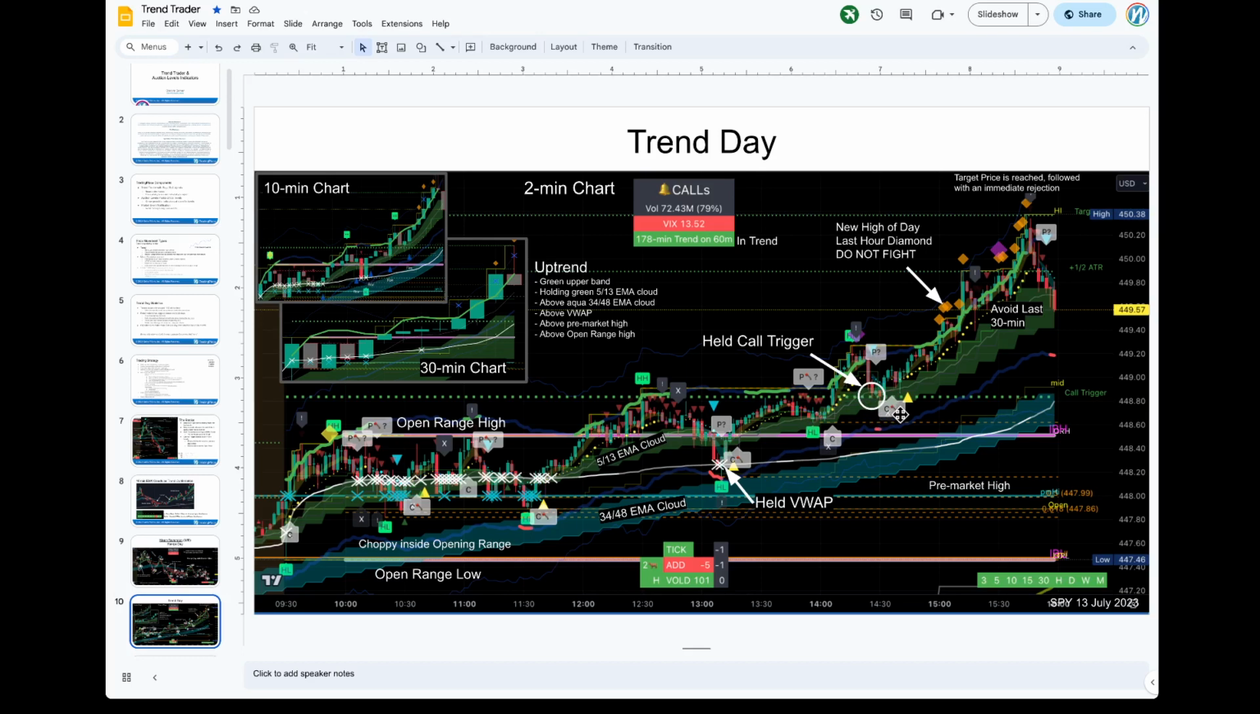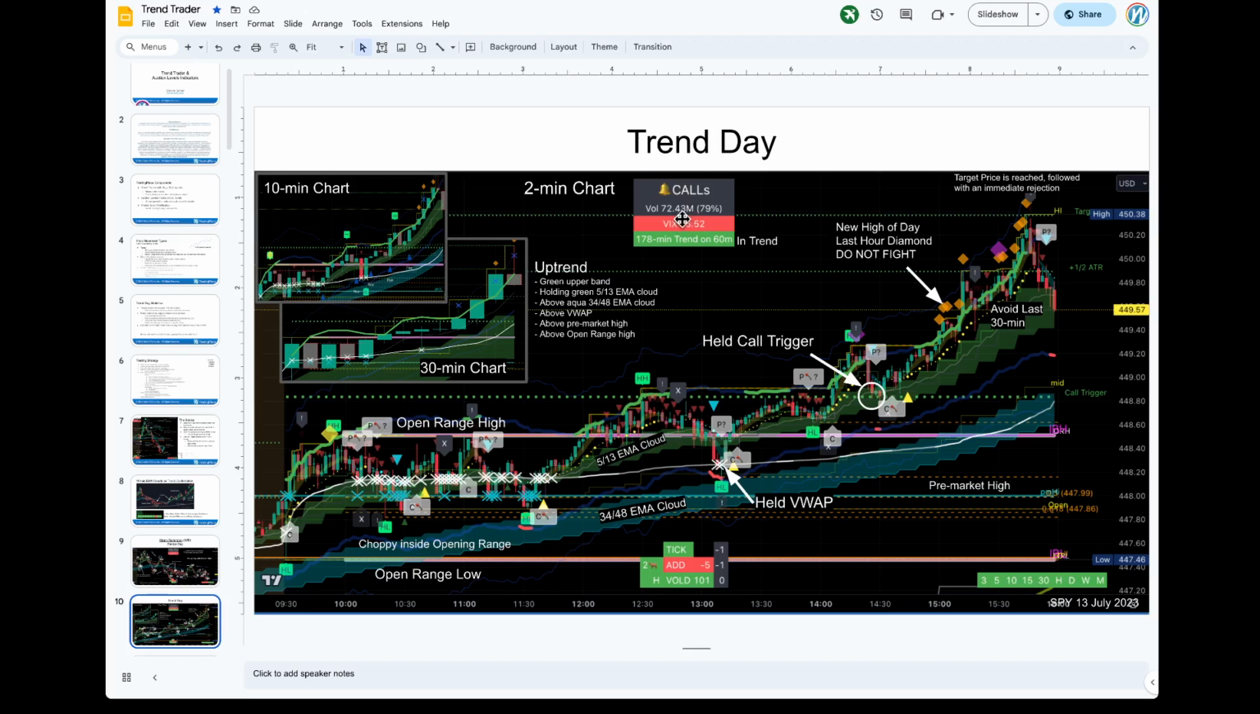So we'll talk about all those things. You want to watch the VIX. You want to watch Apple. You want to watch SPY. It's dangerous to trade against the market. So if the market is moving down and this ticker is moving up, then you want to be more careful.